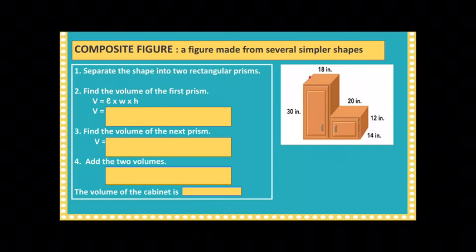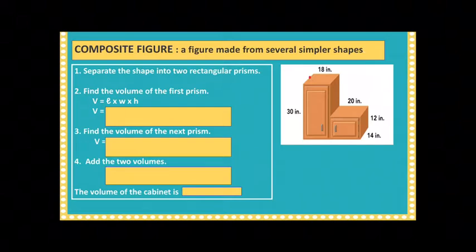A composite figure is a figure made from several similar shapes. Composite kind of means put together. All right, so in this figure right here, we have a composite figure. It is a set of cabinets. So they are two very similar shapes. They're both rectangular and they are kind of put together.